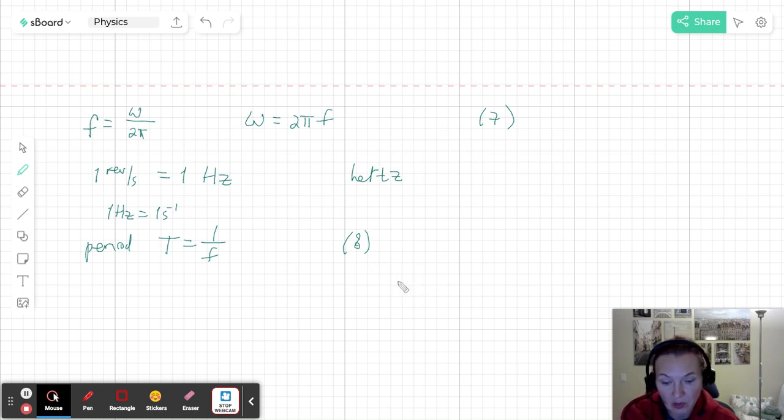All right, so that means that if a particle rotates at a frequency, let's say, of 3 revolutions per second, that means that the period is going to be 1 over 3. Okay, and vice versa. If the period is 3, then the frequency is 1 over 3. They're reciprocals of each other.